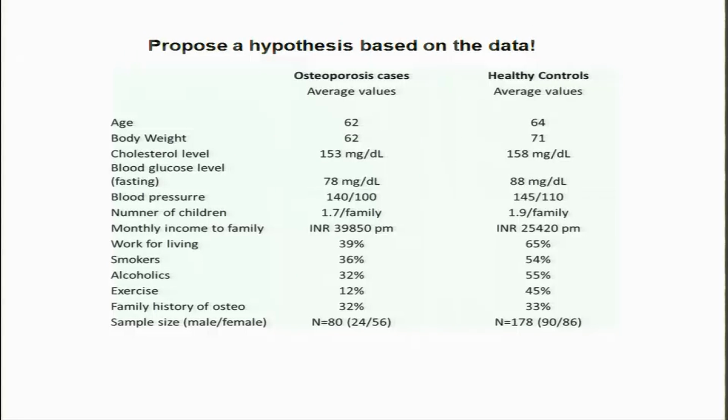So these are the two groups, and we are looking into a large number of parameters. Some of them are biochemical parameters, some are their habits and others. You can see age, which is 60 to 64, body weight, cholesterol level, blood glucose level, blood pressure, number of children they have, monthly income, whether they are working for a living, smoker, alcoholic, whether they exercise, and whether they have any family history, because if there is a family history, then there is a genetic component. Basically this is what you look into, and then you need to analyze the data and develop a hypothesis.